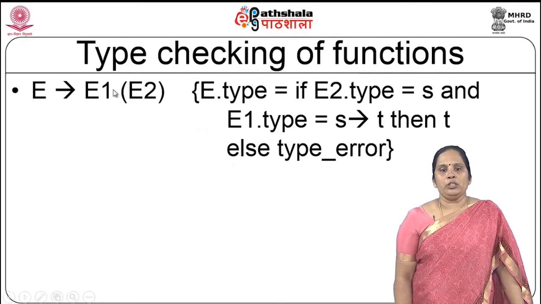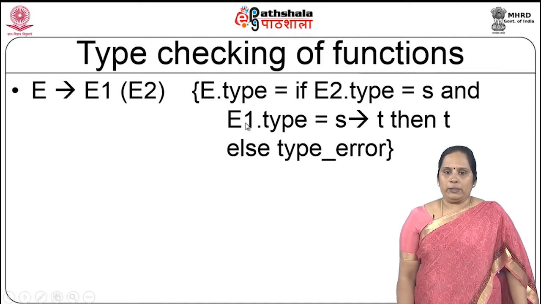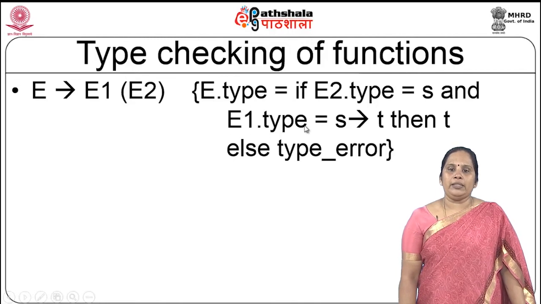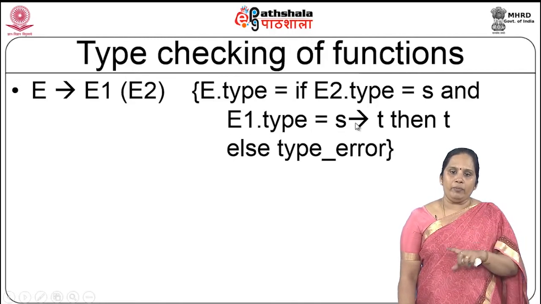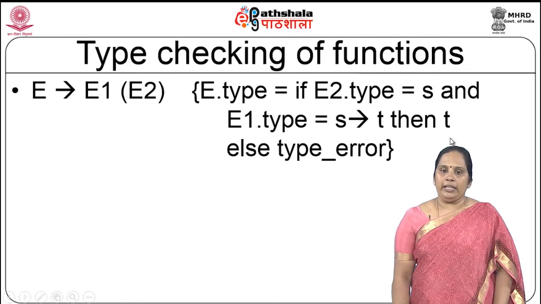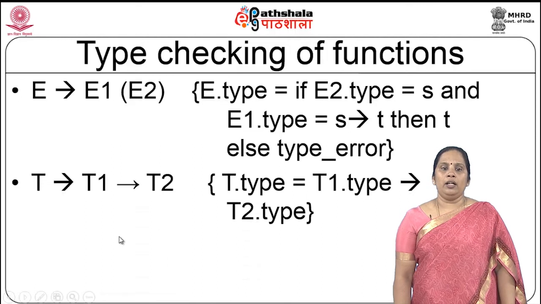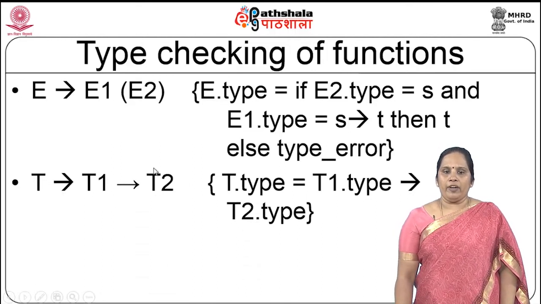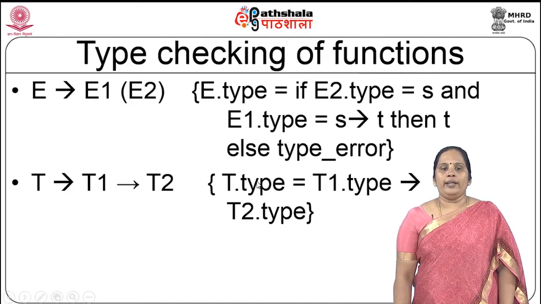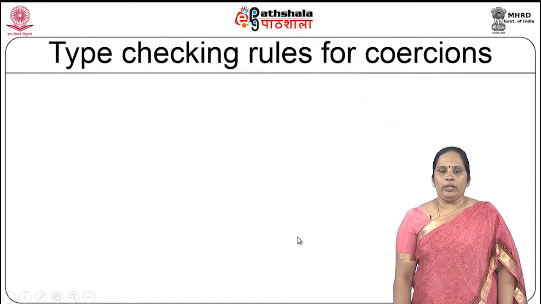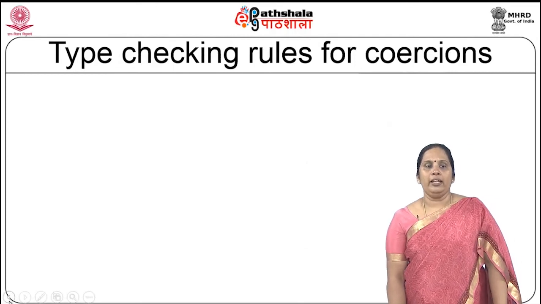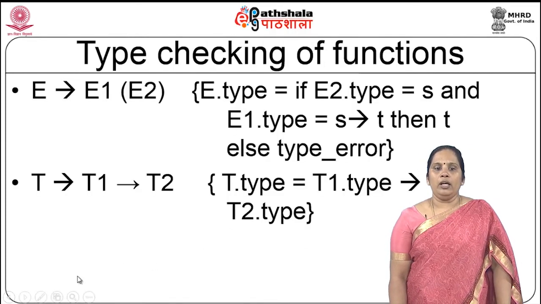Now it is a function, so it should play with the arguments and then get some value computed. Therefore we are explicitly stating here, if E1.type is equal to S arrow T, that is a mapping from S to T, then we return T, else we return type_error. The last one is T produces T1 arrow T2, T1 again a function mapping T1 to T2, T.type is equal to T1.type arrow T2.type. So that is what we basically refer to here. So this is on functions.